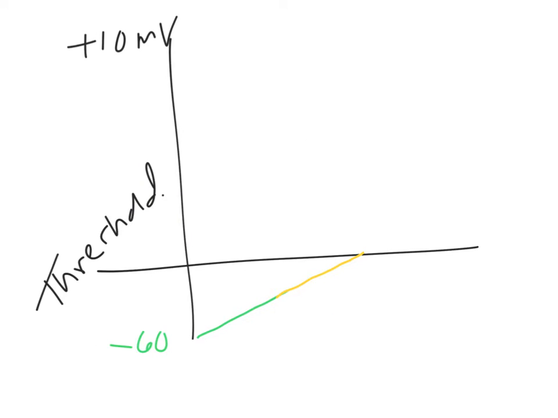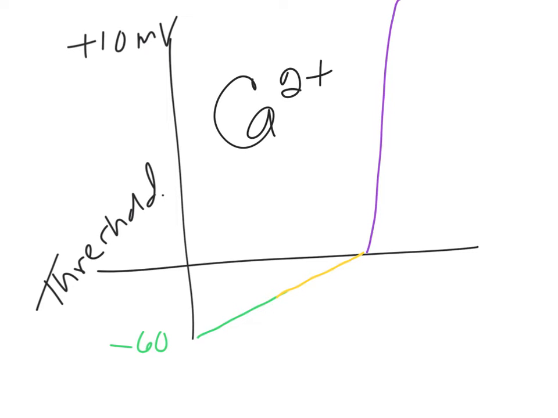Upon reaching threshold, we generate the upstroke of the action potential. This is due to cations moving into the cell, making it less negative, depolarizing it. But unlike the neuronal action potential, where that would have been sodium moving in, this is, again, due to calcium moving in. Note that the calcium channels responsible for the upstroke are different from the calcium channels that open during the last phase of the pacemaker potential.